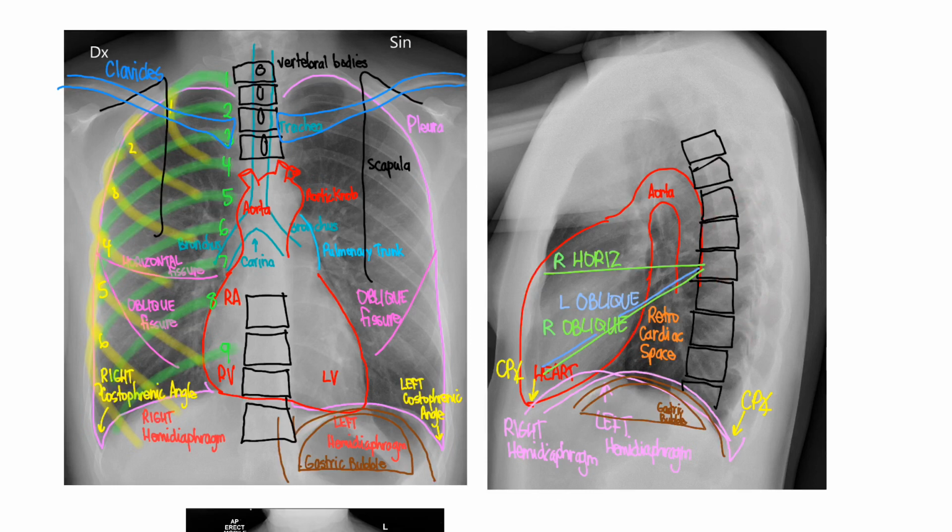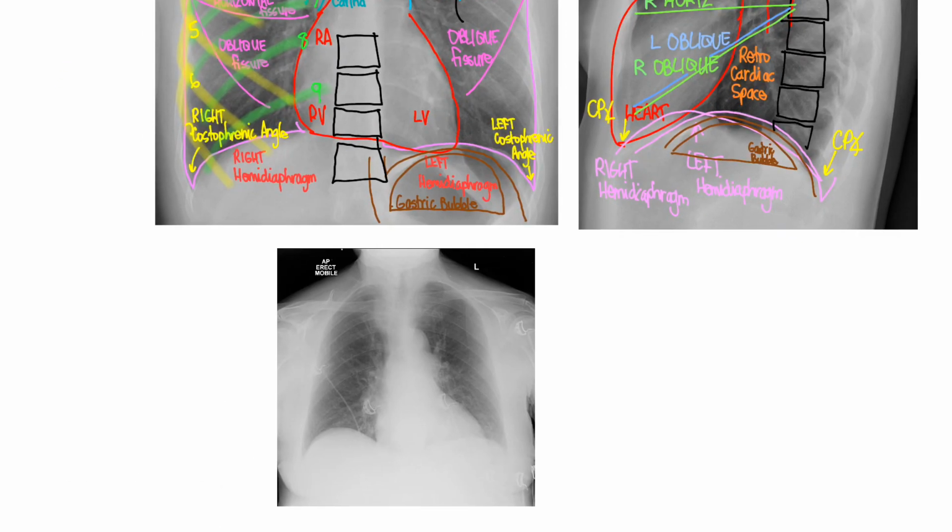And so this is basically what you want to know of the anatomy of the chest x-ray in the PA and the lateral. And you could see it's fairly similar. If you look at the AP, you'll see the same features, just not as clear because of the way the film is shot.